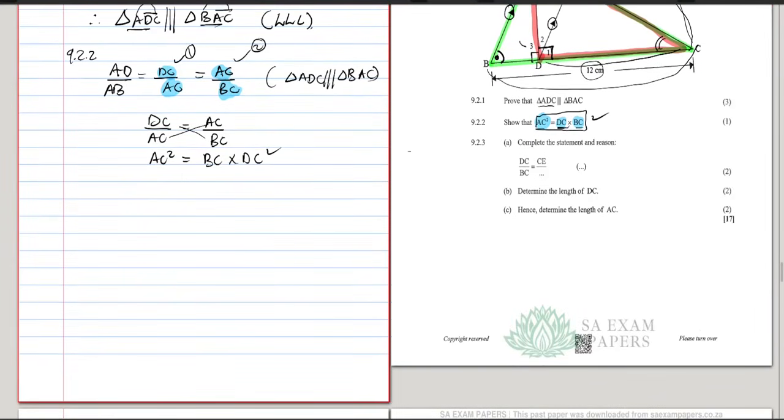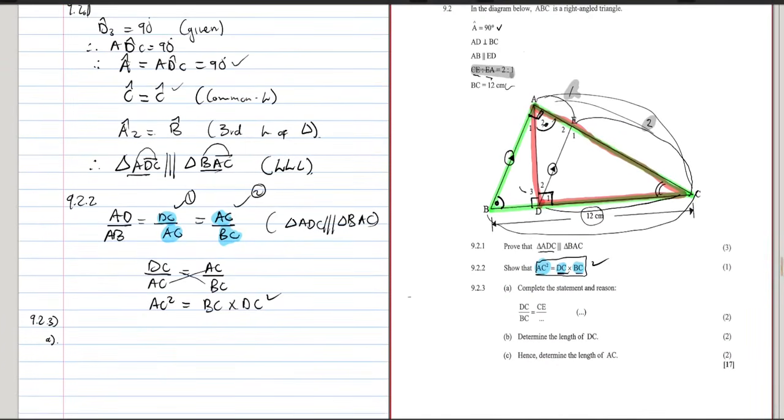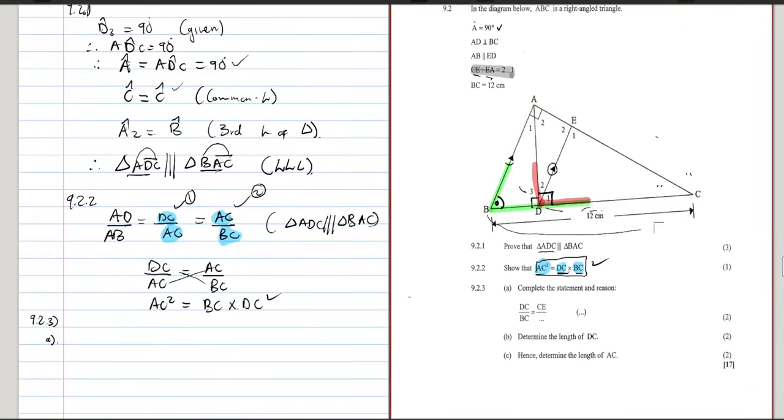2 marks. I hope everything is going to fit in here. 9.2.3. Then we have A, complete the statement and reason. DC over BC is equal to... all right. So now we were proving similarity, right? Like I said, this question 9.2 involves proportionality. Let me clean this up like this.